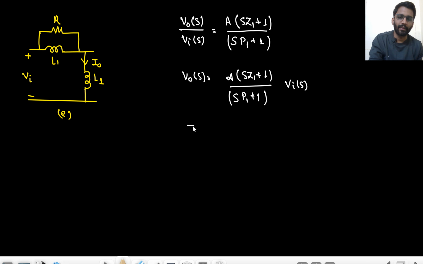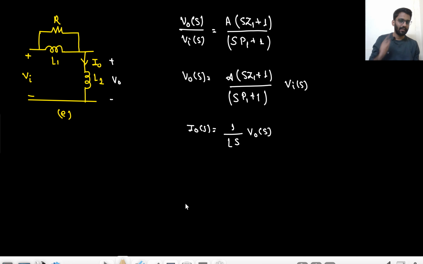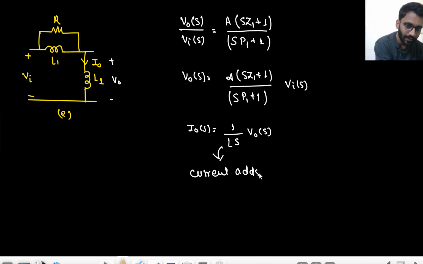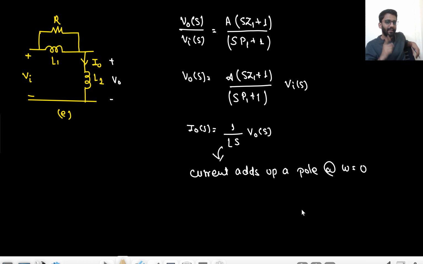Now tell me, what will be my I naught S? I naught S would be 1 upon LS into V naught S, right? This would be my I naught S, this is my V naught. What would be my I naught S? That would be 1 upon LS into V naught S. So what is this current doing? The current adds up a pole at omega equals 0. So now the order of the circuit will be increased. For voltage it was first order, but for current it would be second order.